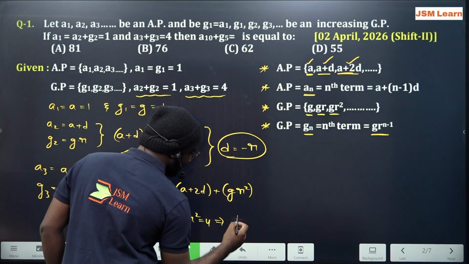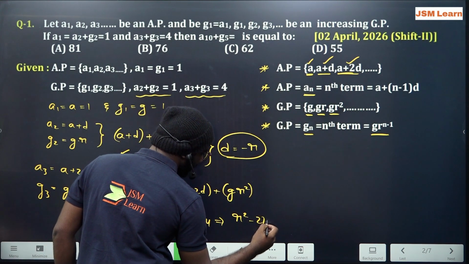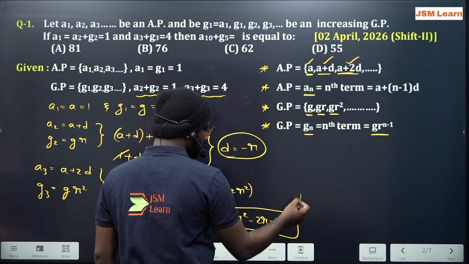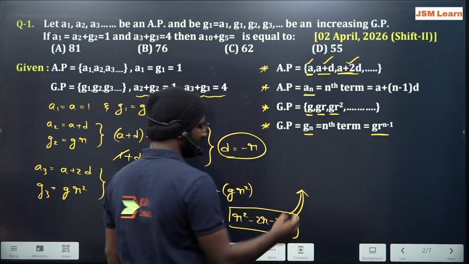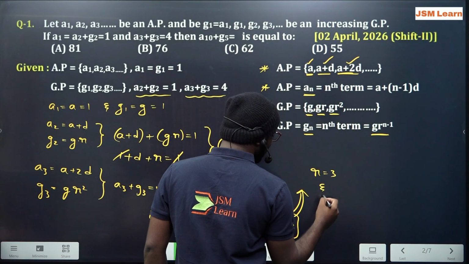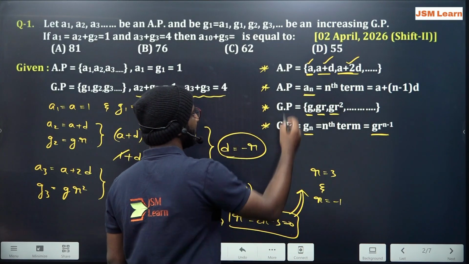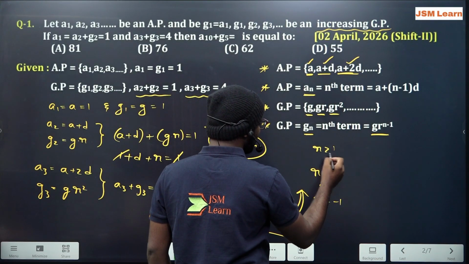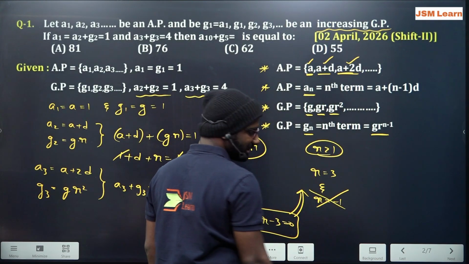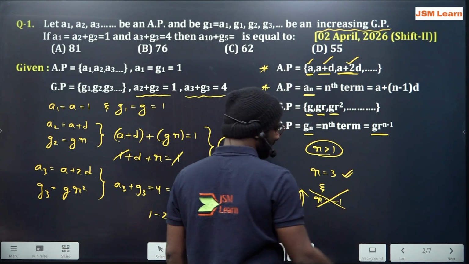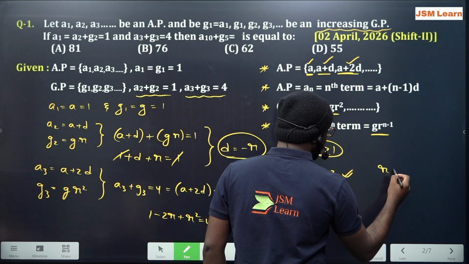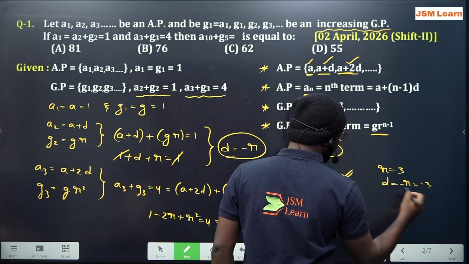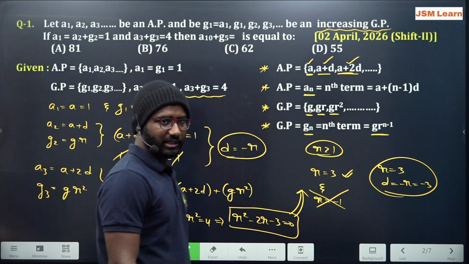On rewriting this, we will get a quadratic equation R square minus 2R minus 3 equals 0. So on finding the roots of this quadratic equation, we will get R equals 3 and R equals minus 1. Here it is given that it is an increasing GP. So R must be greater than 1, right? So we cannot take R equals minus 1. Here R equals 3. So we got R equals 3 and D equals minus R, right? So from here we got D value also minus 3.